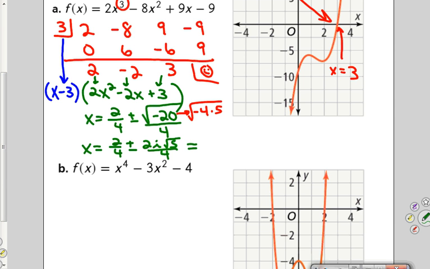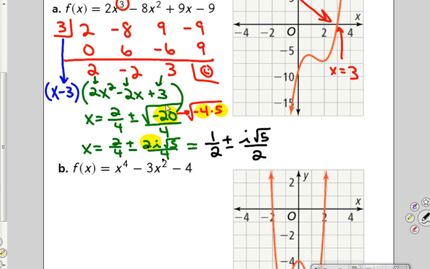Here we go. Ready? We have 2/4 plus or minus 2i root 5 over 4. The discriminant was -20. We broke it down into -4 times 5. The square root of -4 is 2i. The root 5 gets stuck under the root sign. Clean it up a little bit. 2/4 is 1/2. So it's i root 5 over 2.